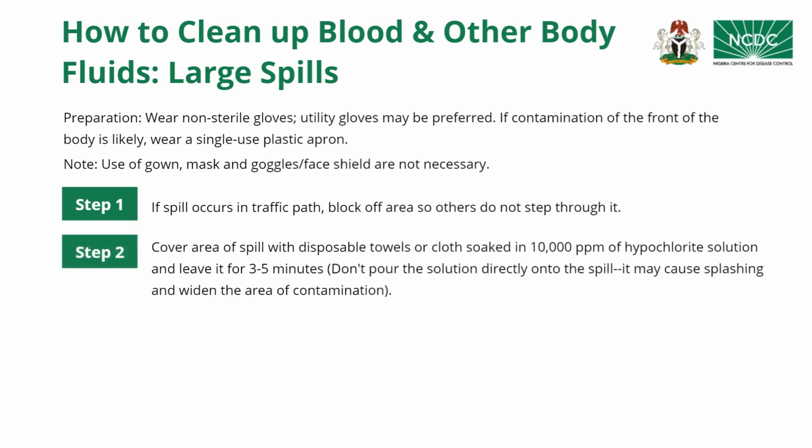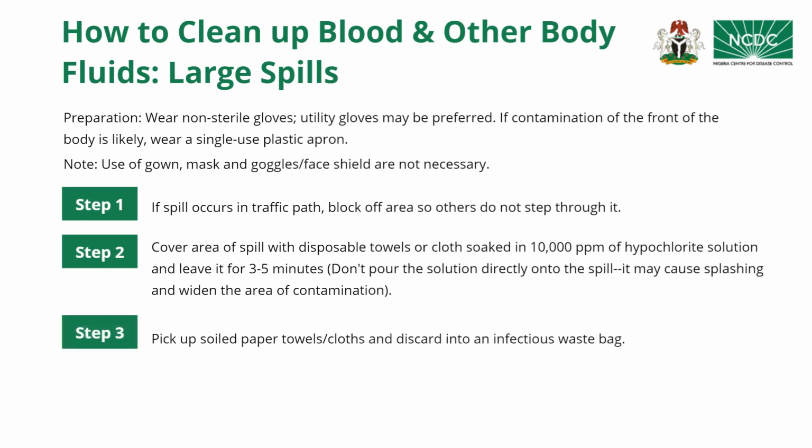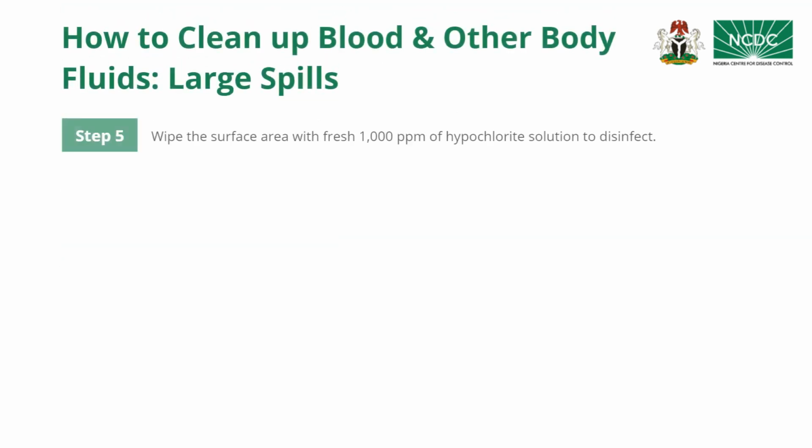Cover the area of the spill with disposable towels or cloths soaked in 10,000 parts per million of hypochlorite solution and leave it for 3 to 5 minutes. Don't pour the solution directly onto the spill, as this may cause splashing and widen the area of contamination. Pick up soiled paper towels or cloths and discard into an infectious waste bag. Clean the area with detergent solution. Wipe the surface area with fresh 1,000 parts per million of hypochlorite solution to disinfect.